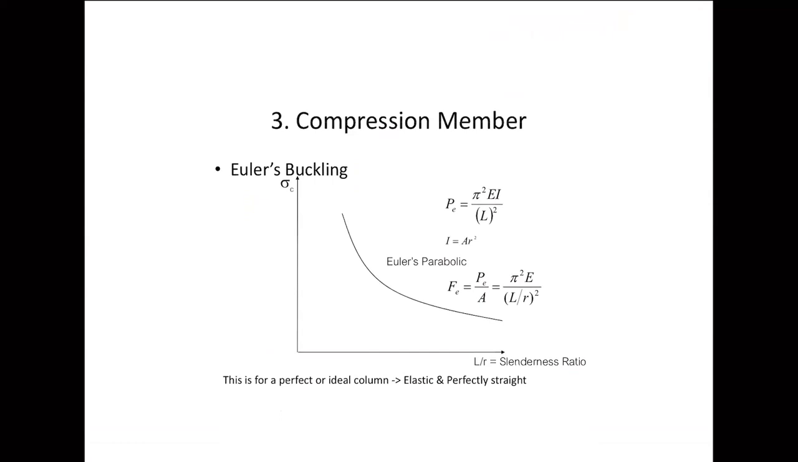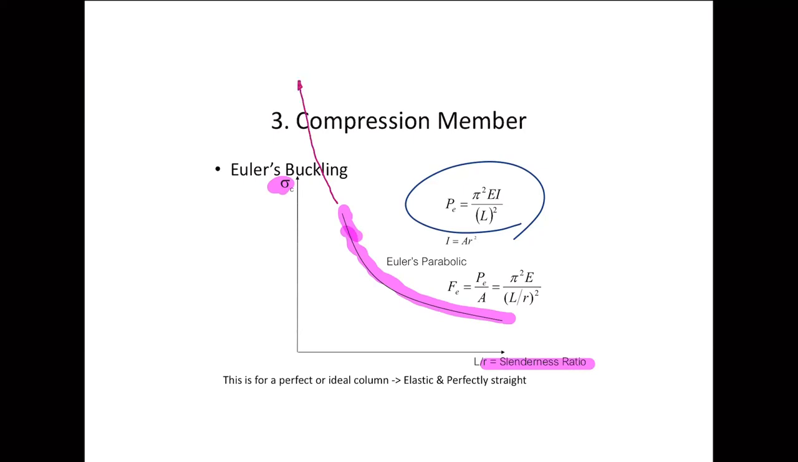I suppose this formula is applicable, the one you got from your mechanics of materials class, the elastic buckling load, pi squared EI over L squared. When you plot this, you get the Euler parabolic curve. Notice that the critical buckling stress is a function of the slenderness ratio. And see one more thing: if L over r approaches 0, your critical buckling stress approaches infinity. You may think, is that possible?